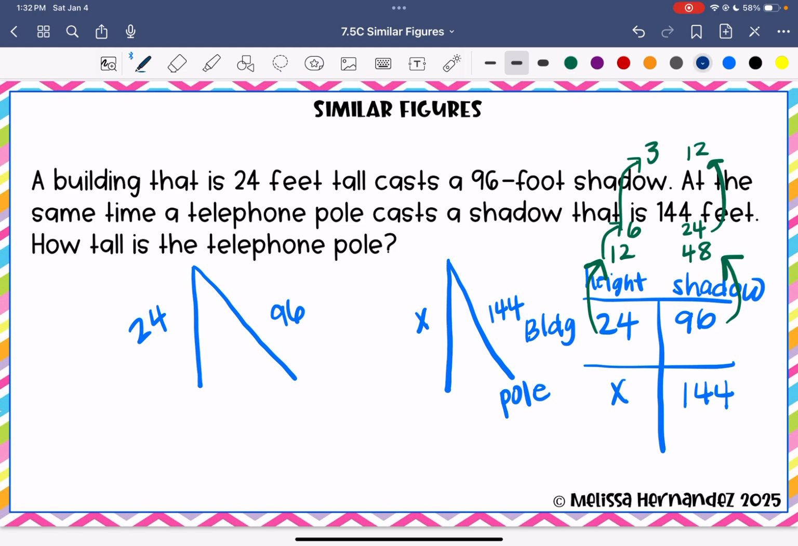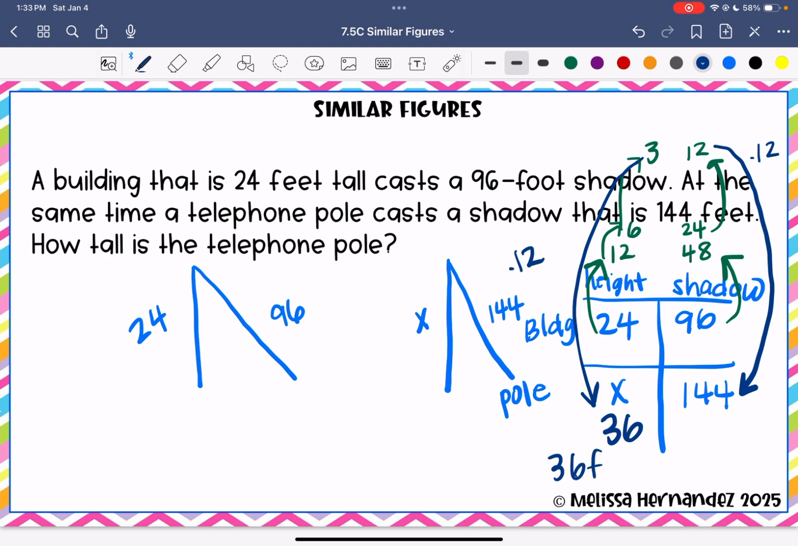Whatever works for you. Now, I'm going to go from 12 to 144, and we know that if we scale 12 by 12, we get 144. That means we have to scale the 3 by 12, and we end up with 36. So 36 feet is how tall that telephone pole is.